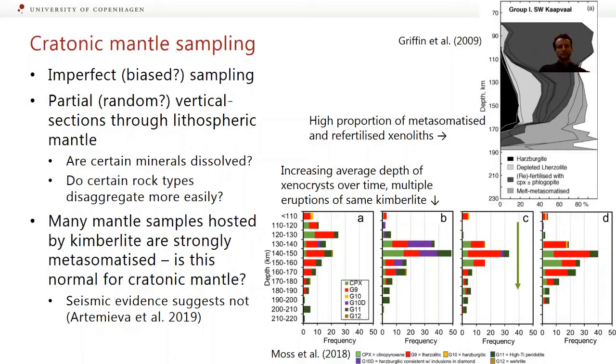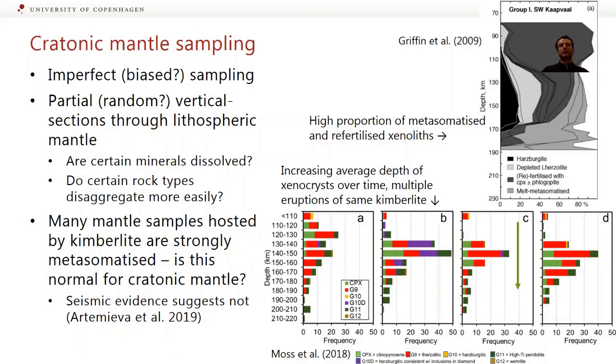Okay, so when Kimberlites sample Cratonic mantle, it's obviously not a perfect sample. We're getting some sort of partial, possibly random section through the lithospheric mantle that's vertical, because we presume that melts are moving upwards. We don't get a lot of context from this, and obviously we don't get a choice of which sections of the mantle the Kimberlite sampled. So there's a few problems here.